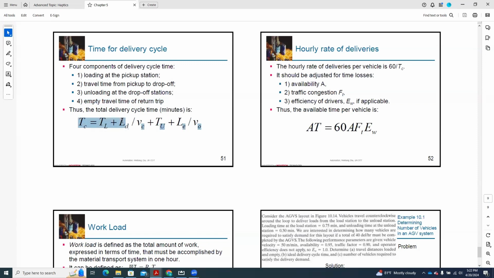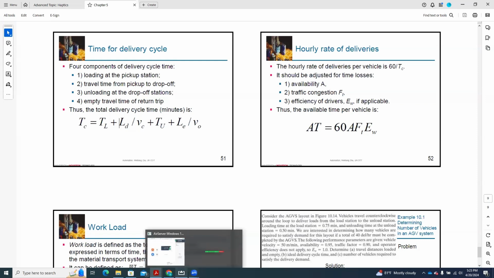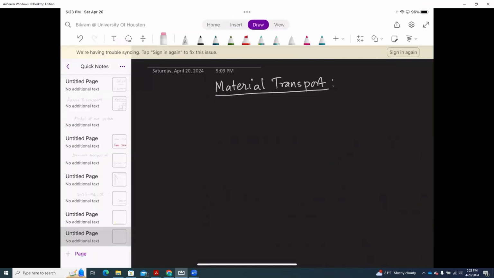TL is the loading time. Sorry, not the loading time. LD is the length, the distance it has to travel to reach the drop-off station. So let me do it here. We will have a pickup and a drop-off.